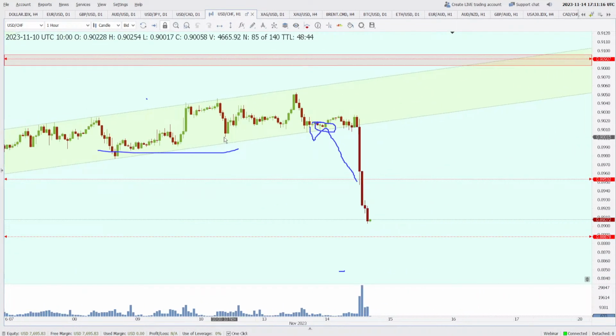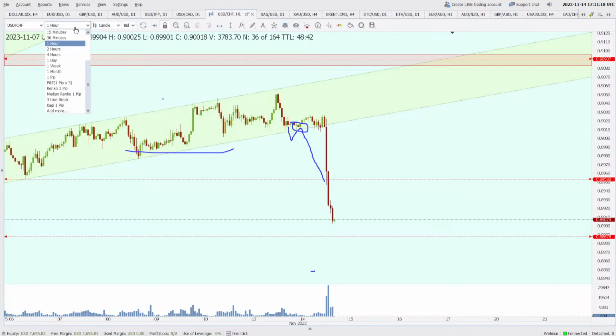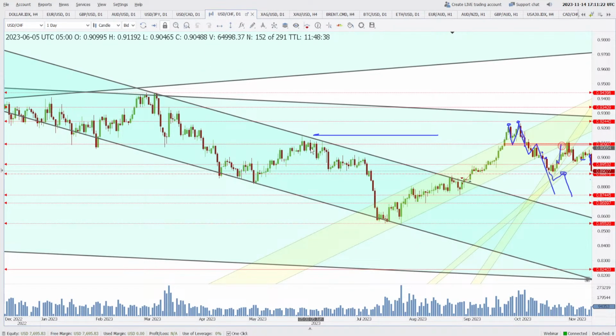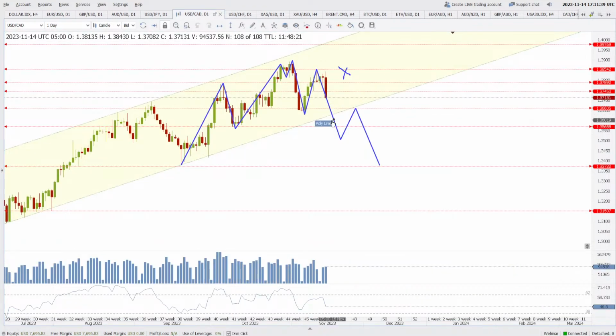USD CHF, you will see, okay, this type of breakdown was expected in USD CHF because the Swiss franc is... Yes, fully see your point, staying cautious in USD CAD. So you see the USD CAD was going up, okay, but see how it dropped.